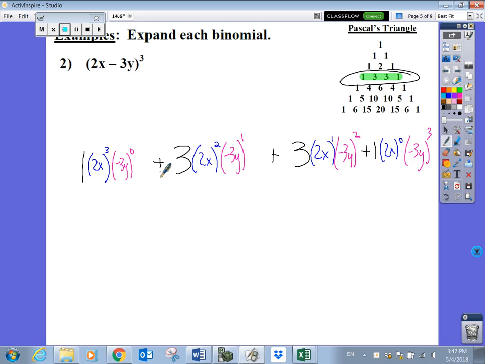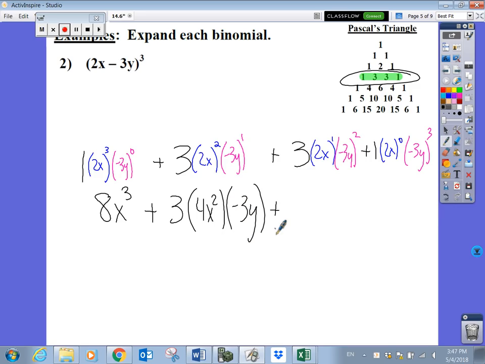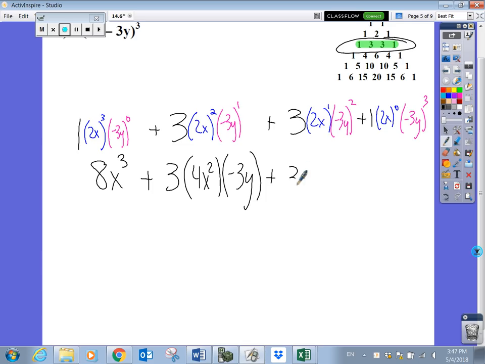Now you might need a couple steps on this one. So 2x to the 3rd is going to be 8x to the 3rd. Anything to the 0 is 1. Here we have plus 3 times 2x squared is 4x squared times negative 3y. So I'll come back and do the rest of that here in a second. Here we have 3 times 2x times negative 3y times negative 3y is 9y squared plus 1 times anything to the 0 is 1, so negative 3 to the 3rd, negative 27y to the 3rd.